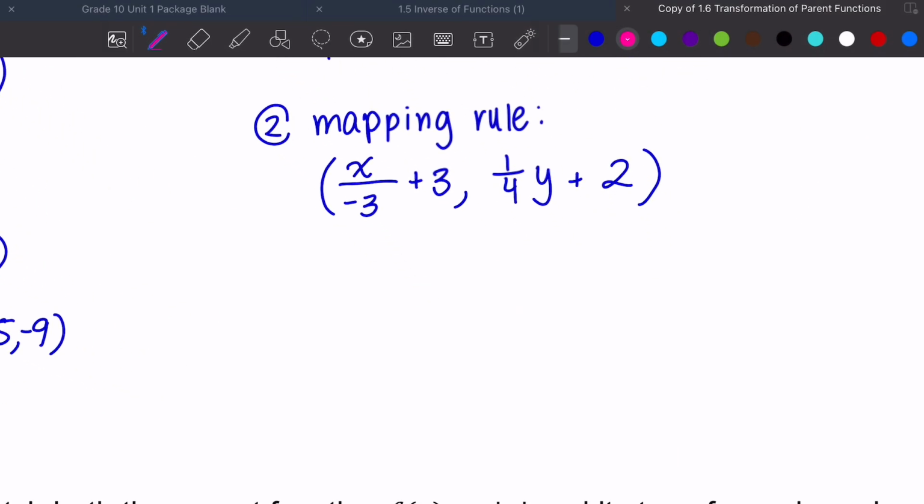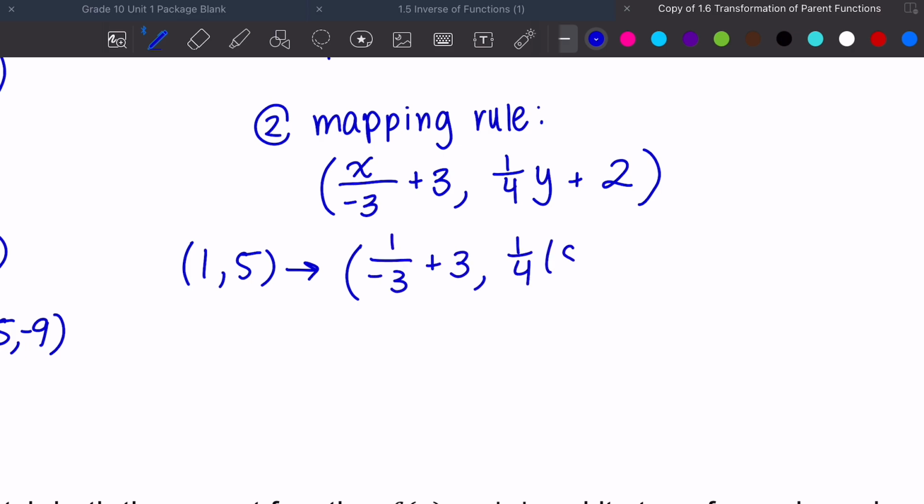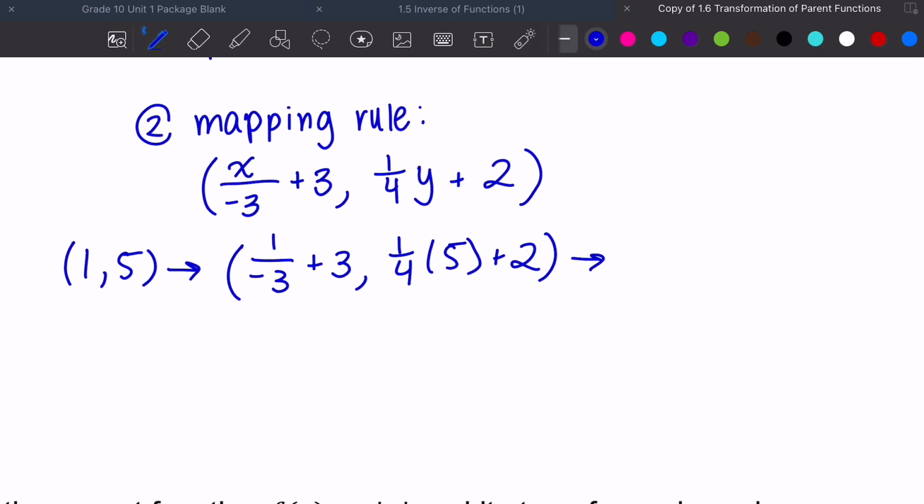So I've got 1, 5 that I'm sending through the mapping rule, and I'm going to replace it where we got 1/3 plus 3, and 1/4 times 5 plus 2. Which, okay, that's going to be a little ugly. So we've got 1/3 plus 3. Which you could try and do a common denominator here, this is over 1, so I have to times this by 3. And now this is -1 plus 9, which is going to give us 8/3.